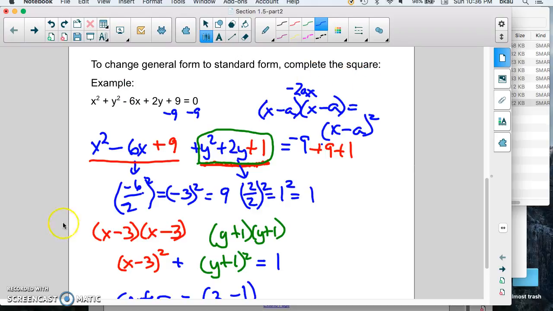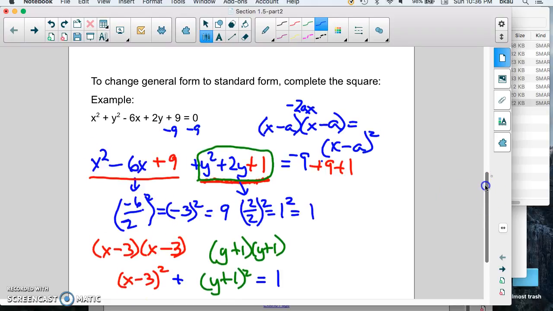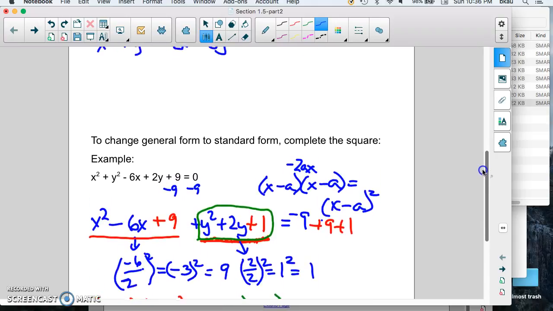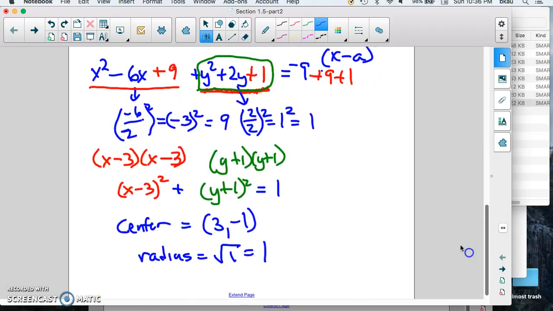Completing the square is creating this square binomial. And we did it twice because we had to do it once for the x terms and once for the y terms. Alright, so that's how you complete the square. And that's how we get general form into standard form, which then we can find the center and the radius.